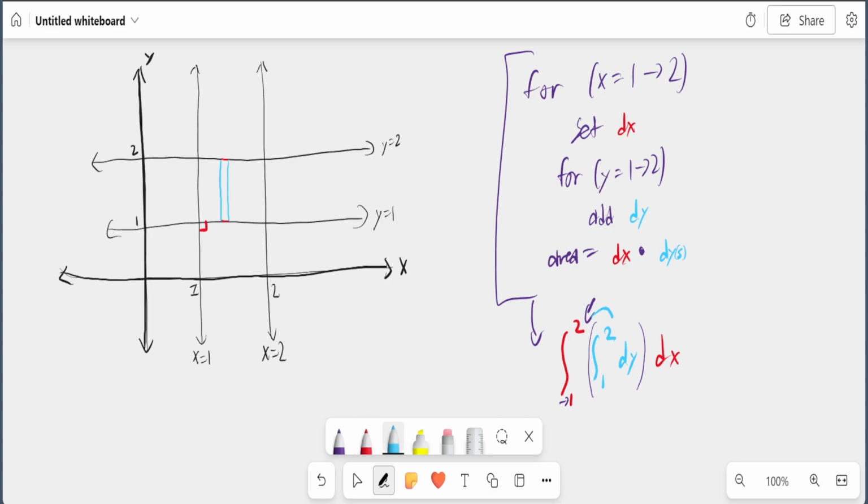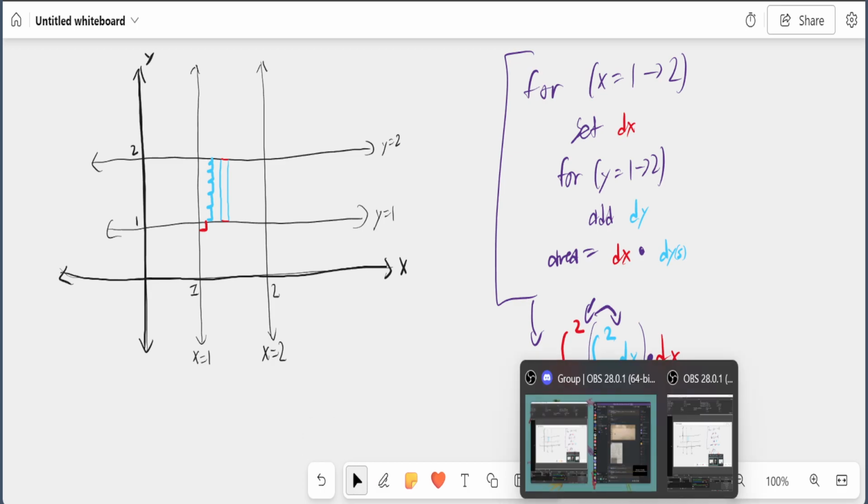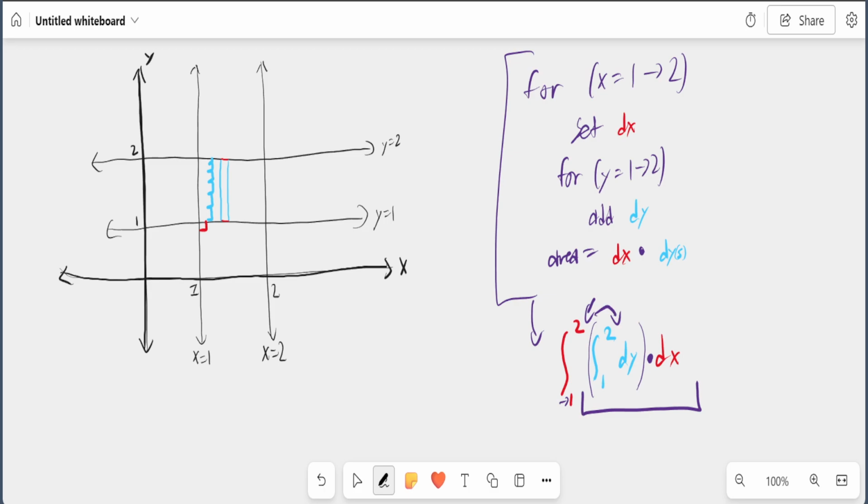And then we go into our inner integral. And then we add up a bunch of dy's. And then once we finish that infinite sum, we just multiply them together. We multiply these together. So right, this is our multiplication right here. This integral times dx. So that's all that double integrals are, and that's all that integrals are. You can think of integrals as just like a really complicated for loop, right?